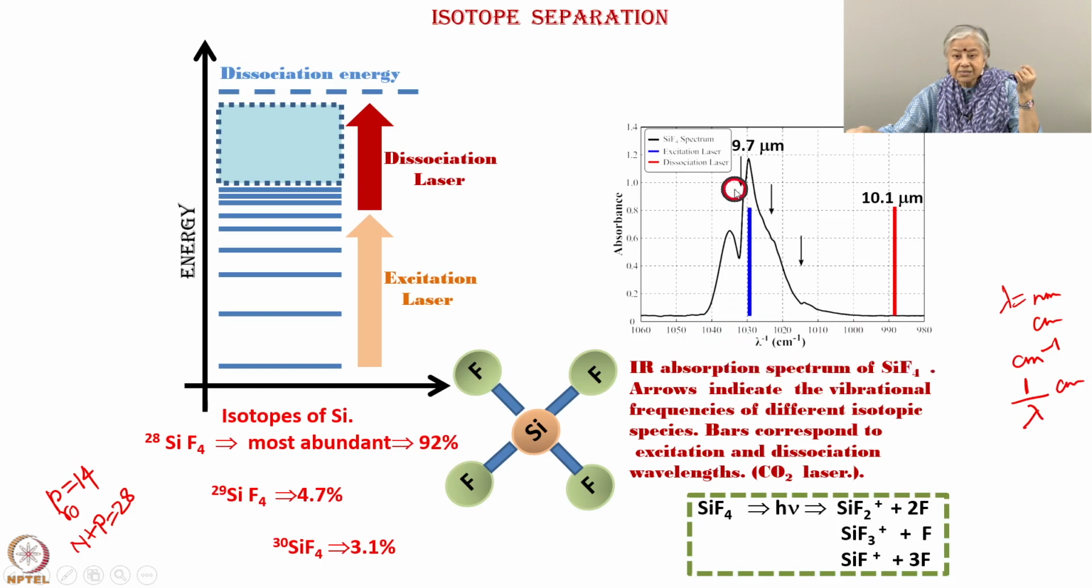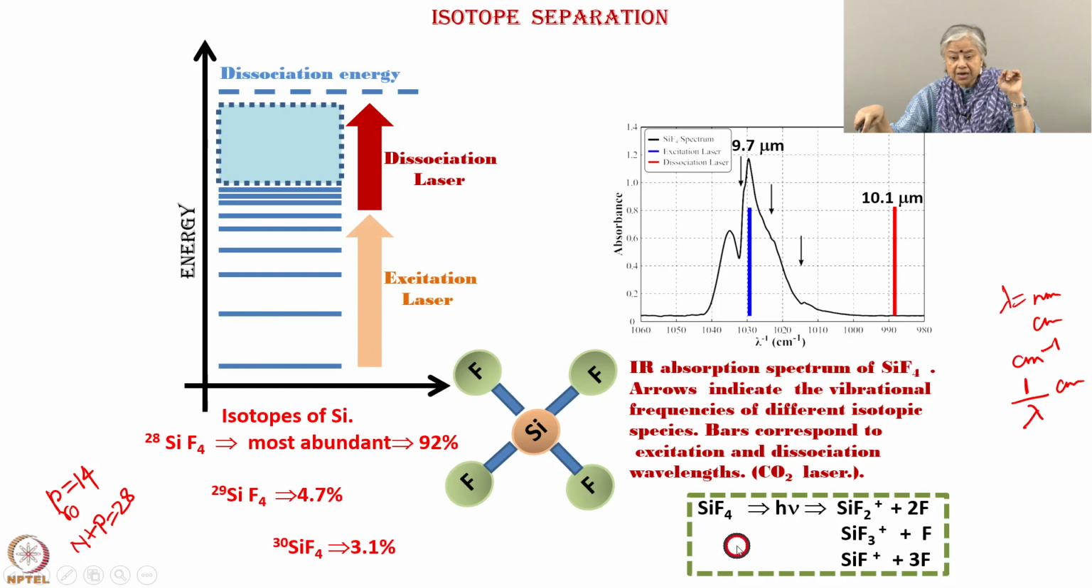Okay. So the maximum excitation laser can be this 9.7 micrometer for carbon dioxide. As I have said, carbon dioxide has something in the 9.4 micrometer band and it has another band in the 10.6 micrometer band. So this blue line corresponds to 9.7 micrometer, which can be used as the excitation laser, and this part, 10.1 micrometer, can be used as the dissociation wavelength. Once you have these two wavelengths, these bonds break up.